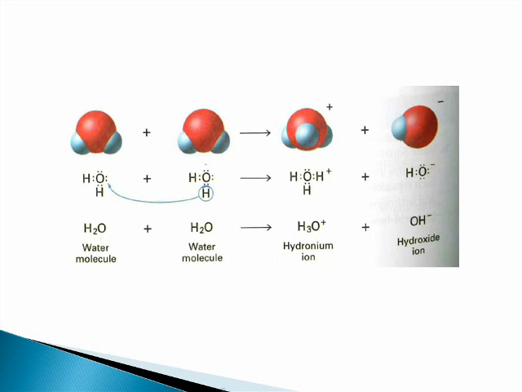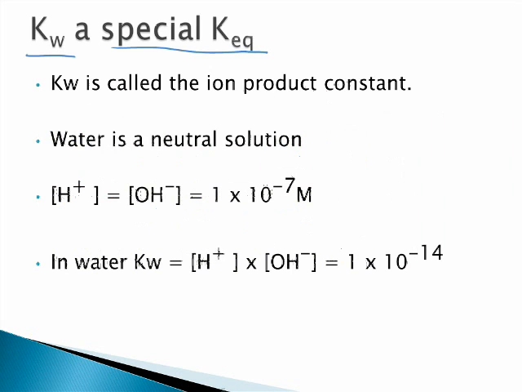We might have a hydrogen here from this water attracted to those electrons there. So we get a hydronium ion and a hydroxide ion here. That is the self-ionization of water. It is called the ion product constant. So we know that water is a neutral solution.